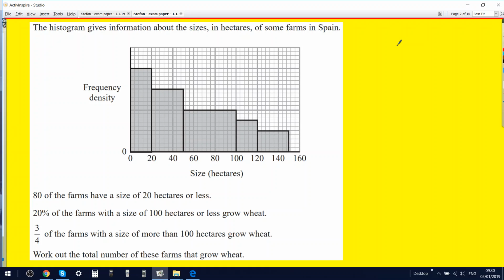Do I need to fill in the histogram on the left to help me? So that'll help, yeah. Where it says 80 of the farms have a size of 20 hectares or less, does that mean that it'll be 4 where the little hectare bit is? Yeah, and then you can see it goes up in ones. I think it's just 1, 2, 3, 4, 5. Yeah. And then 20% of the farm's size. And then it says a fifth of the farms with a size of 100 hectares or less grow wheat.